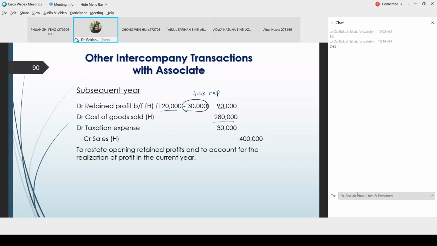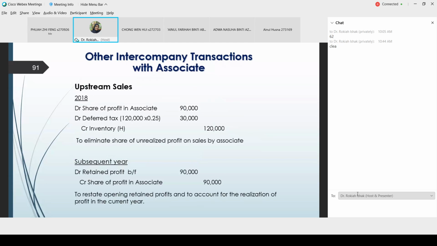Cost of goods sold 280. Tax expense 30 for the current year. And then credit sales. This one is for the subsequent year to recognize the realization of profit. Okay, realization of profit in the current year. So you realize the profit, debit RE. The total amount of profit that you have here is 120, but the 120 is subject to tax of 30. So what you're going to recognize here is only 90.